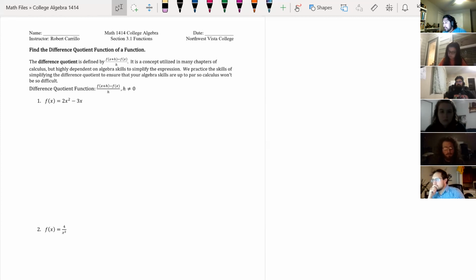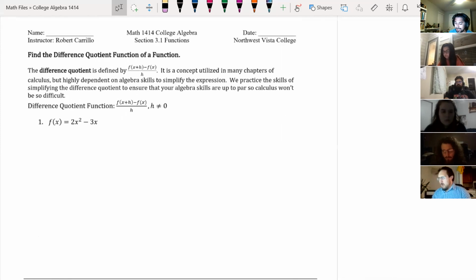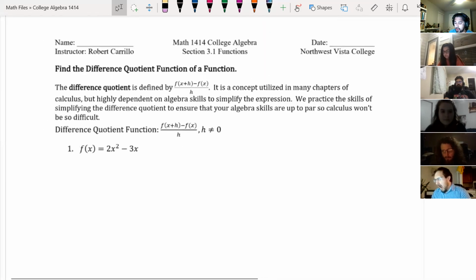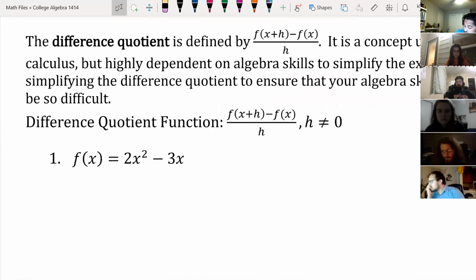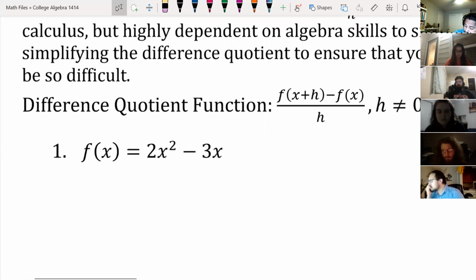What the difference quotient does is it helps you find the slope on a function at any given value of x. But again, we don't have to worry about any of that until you get to calculus. Today, you just get to simplify it. Given a function, you get to apply the difference quotient function and simplify it. So I'll walk you through those steps. This involves a lot of algebra, and it's very easy to make a mistake. So just watch all your signs. Okay.